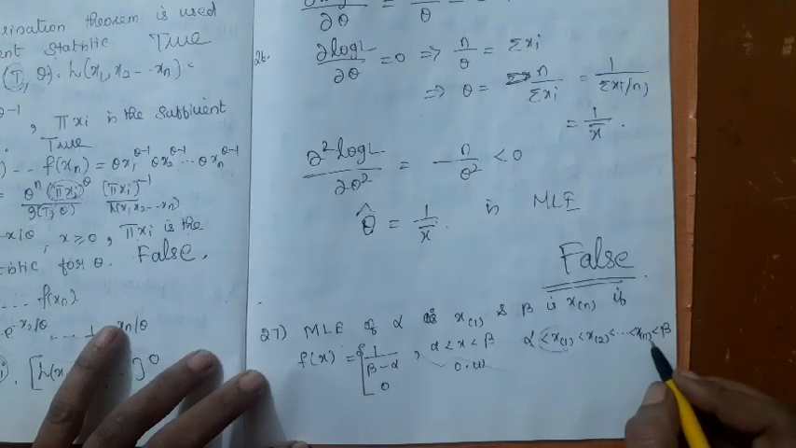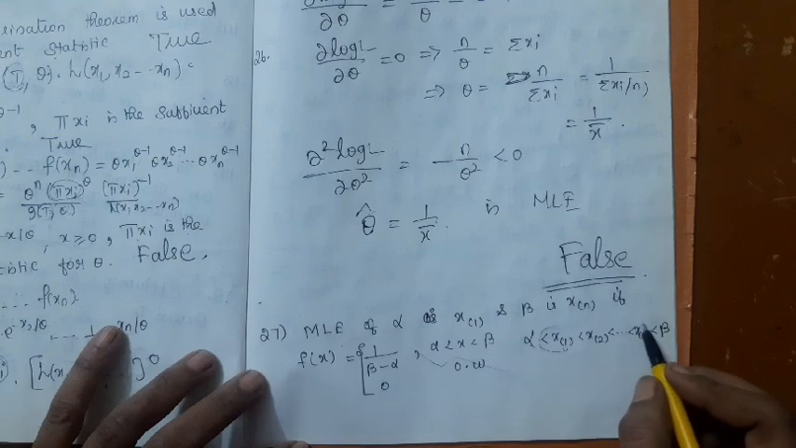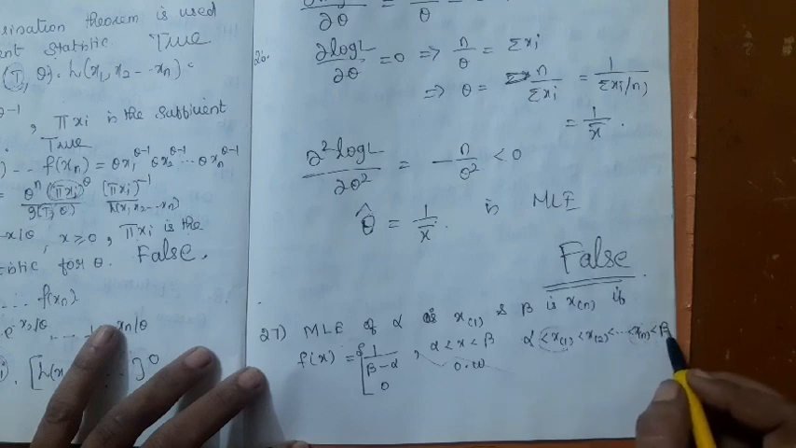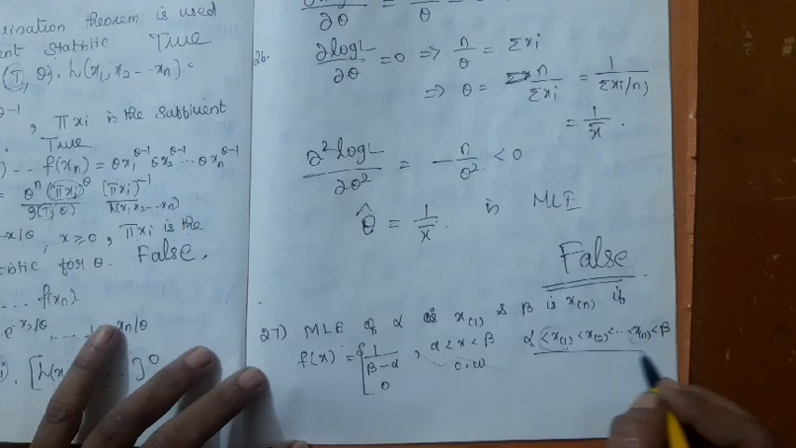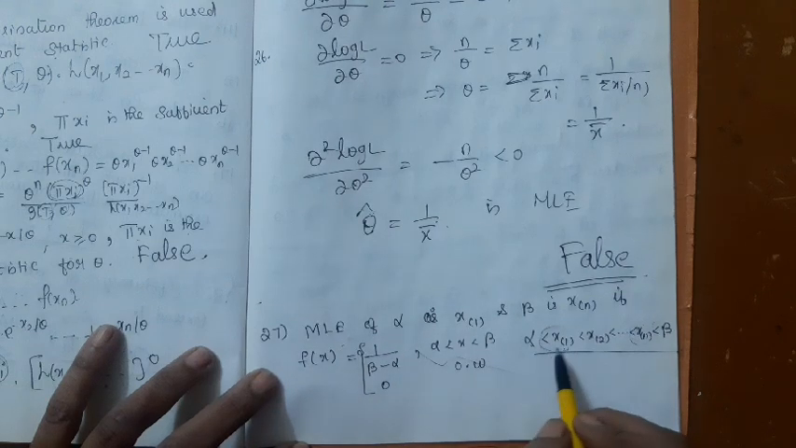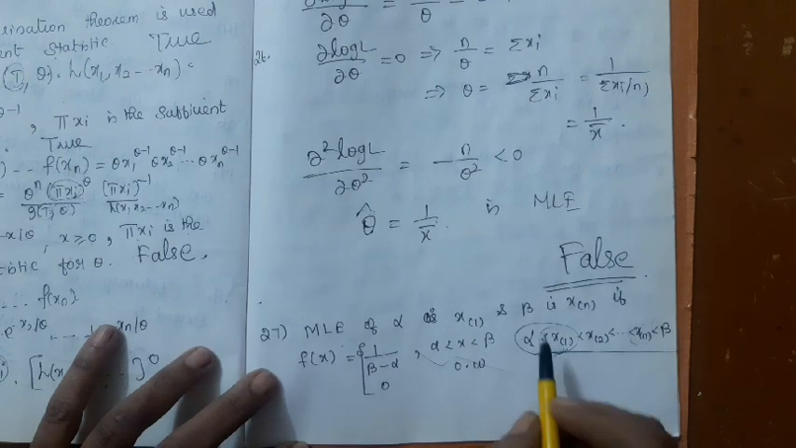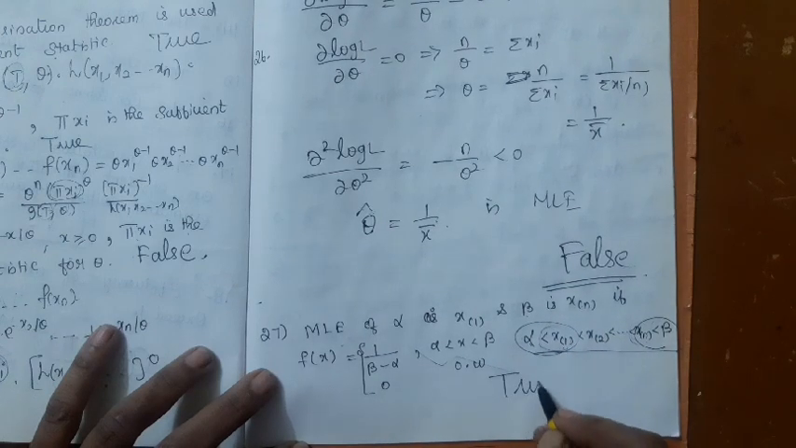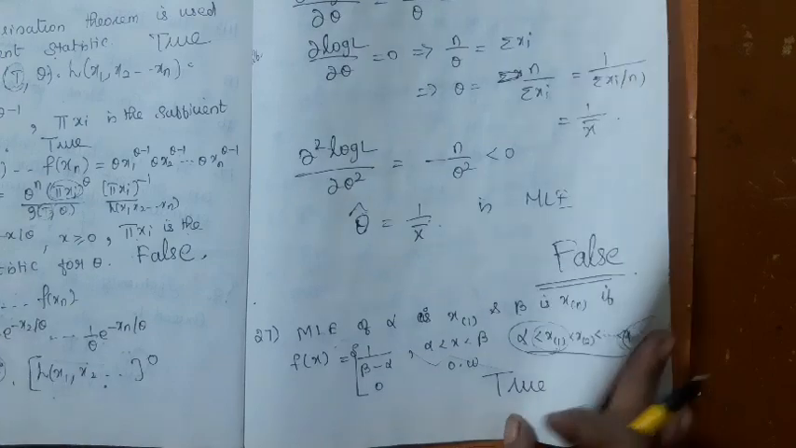Okay. So here to estimate beta, xn is the maximum likelihood estimator. MLE, nth order statistic is the MLE, since the nth order statistic contains maximum information about beta. So the statement that MLE of alpha is the first order statistic and MLE of beta is the nth order statistic is true. Okay, fine.